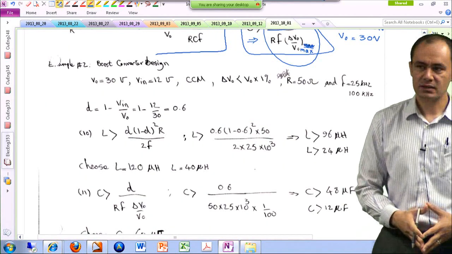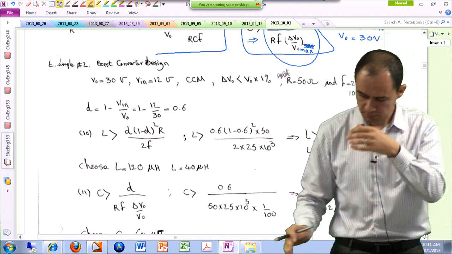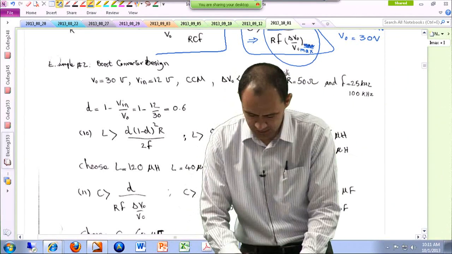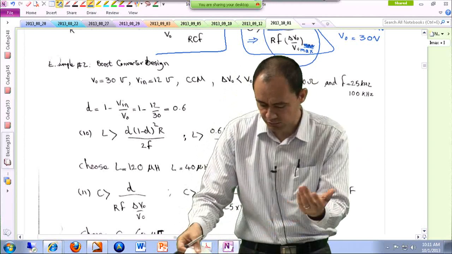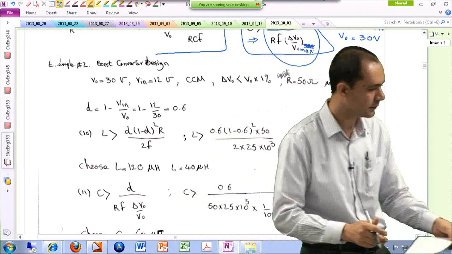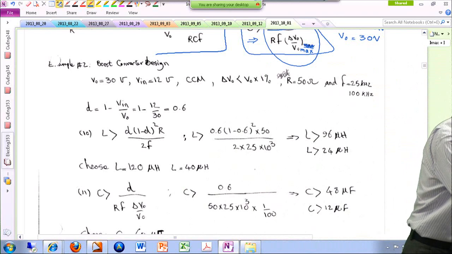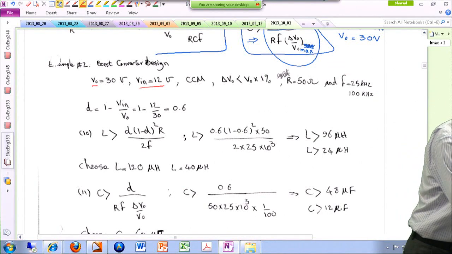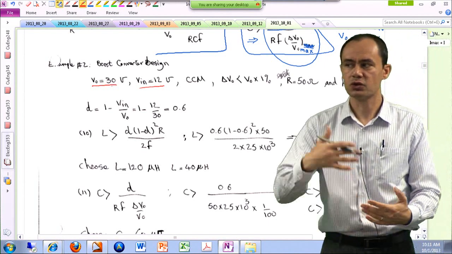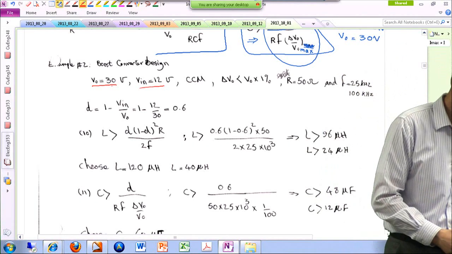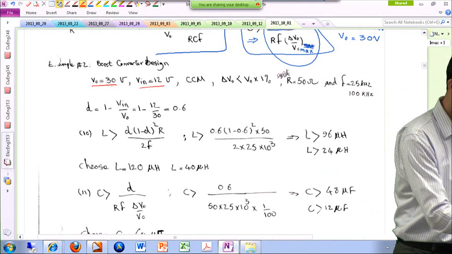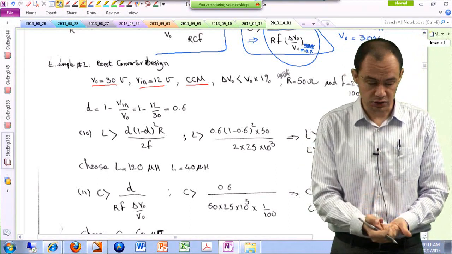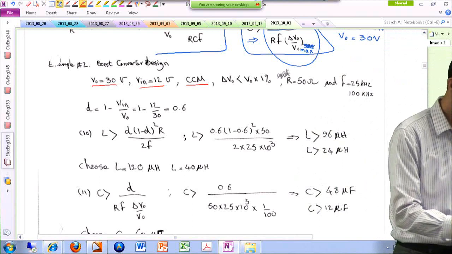So we have been asked to design a converter which has an input voltage of 12. Let's say you have, for instance, a car battery kind of a thing. And so your input voltage is 12 volts. The output voltage is 30 volts. You're trying to boost up the voltage. And you have been asked to design the system so that it operates under continuous conduction mode.